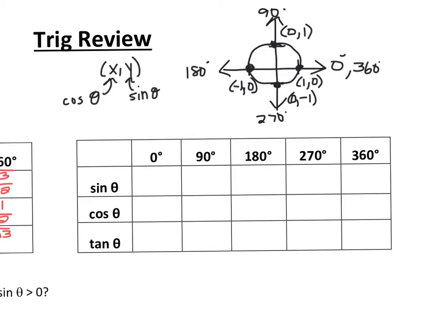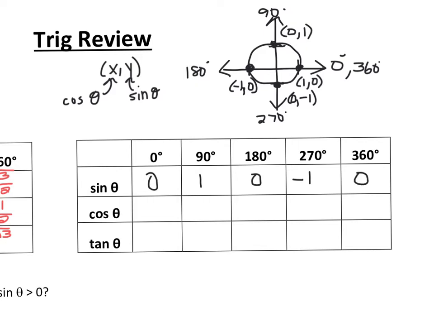All right, so since the chart starts with sine, I'm going to start with sine. So again, sine is the y value. So if I want to know what sine of 0 is, I just go to 0 degrees, and the y value there is 0. If I want to know what sine of 90 is, I go to 90 degrees, and the y value is 1. Okay, so we're just going to continue around. So when I get to 180 degrees, the y value is 0. So sine of 180 is 0. At 270, the y value is negative 1. And at 360, the y value is back up here at 0.